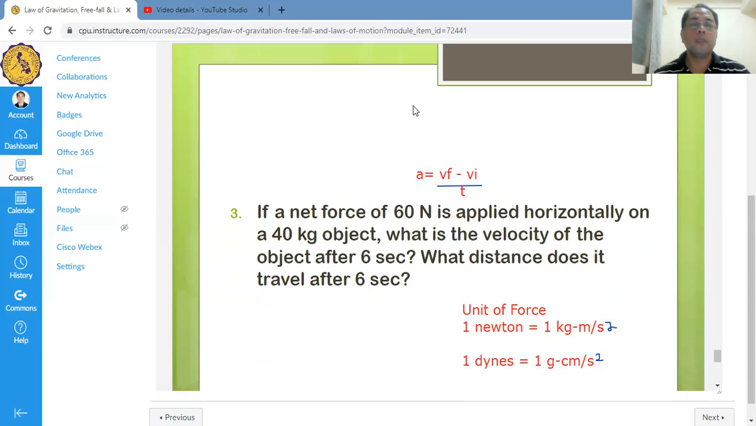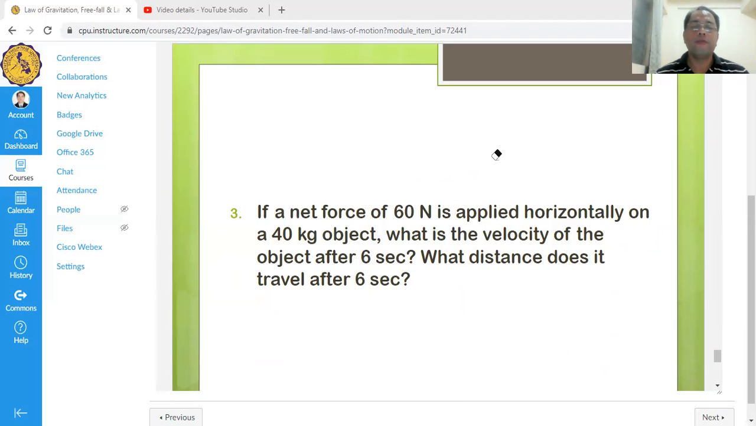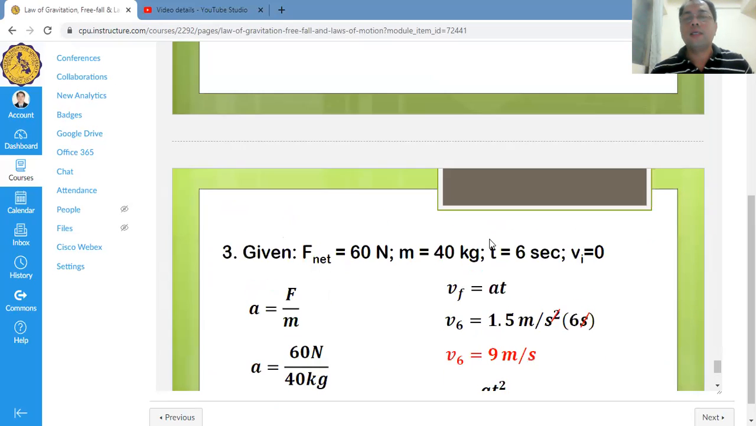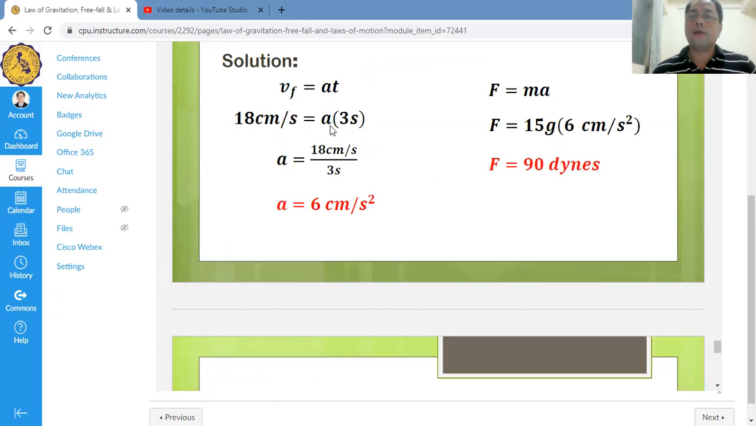Okay, another example. We have a net force of 60 newtons applied horizontally on an object of 40 kilograms. So what is its velocity after 6 seconds? You can probably try this on your own, or there's a corresponding expression also to solve it. So you can try example 3. So we have examples 1 and 2. So I think for today, we can call it a day.